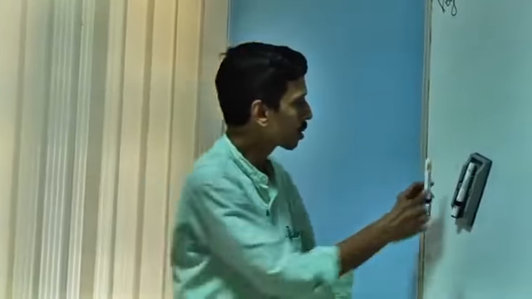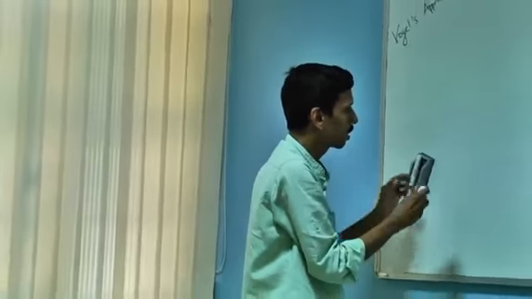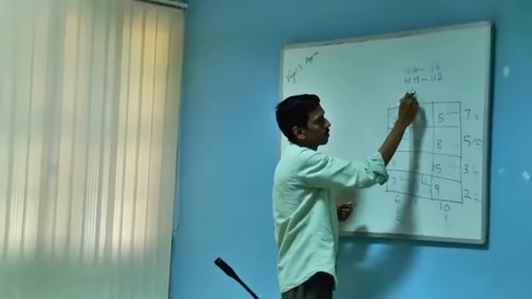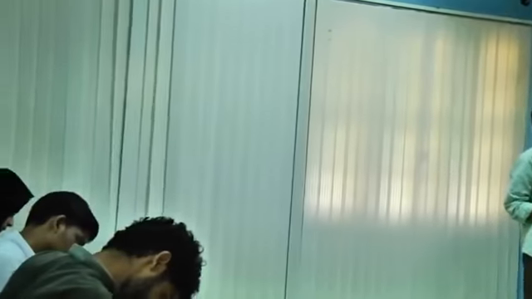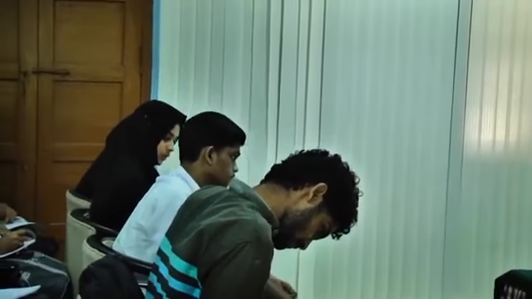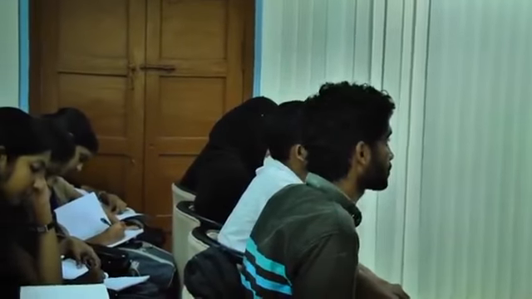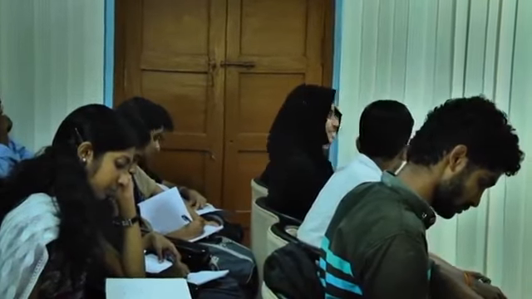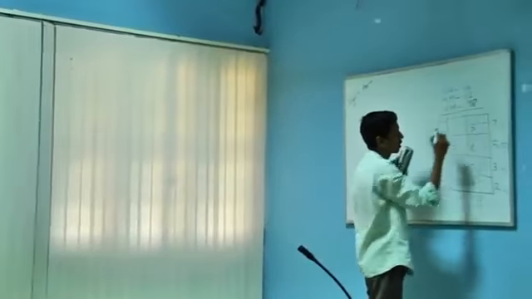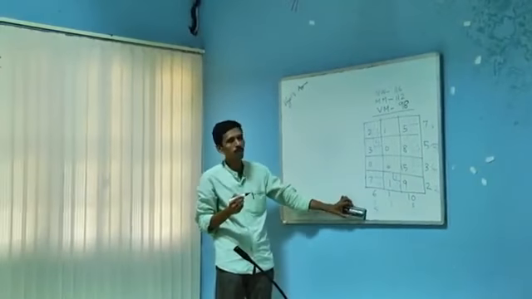Now you compute the total cost of allocation. Compute the total cost. So which gives the least one? 98. Okay, 96 or 98. 98.